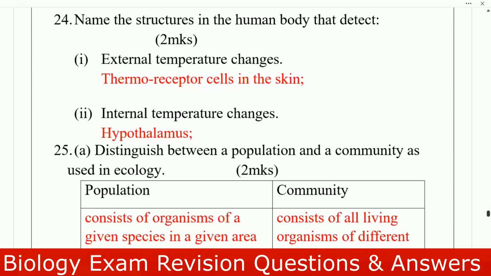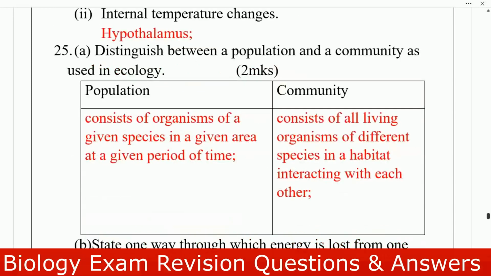Number 25. Distinguish between a population and a community as used in ecology. A population consists of organisms of a given species in a given area at a given period of time. A community consists of all living organisms of different species in a habitat interacting with each other.